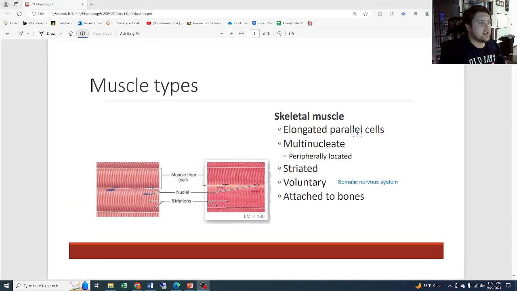Okay, so skeletal muscle. The important things to remember are that they are elongated parallel cells. We really also want to remember that these are multinucleated. This is something that is different between different types of muscles. So we want to understand that. These are striated, and they are voluntary. Also notice that the nuclei are peripherally located, so they're located on the sides of the cells. This is the only muscle that we're going to talk about that is voluntary. Voluntary meaning that it is run and controlled by our somatic nervous system. And these muscles attach to the bones through those tendons.